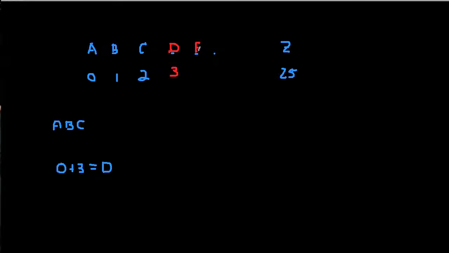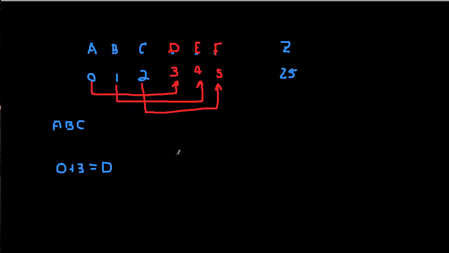E is letter number 4. And F is letter number 5. So A now goes to letter D. The B, add 3 to that, and it goes up to letter 4. And C, add 3 to that, and it goes up to letter 5. So ABC by Caesar cipher gets turned into DEF.